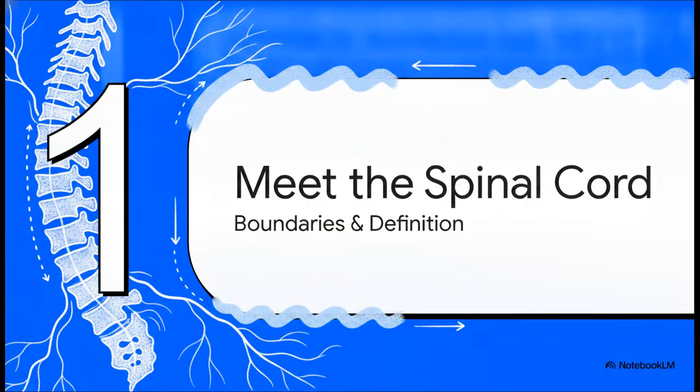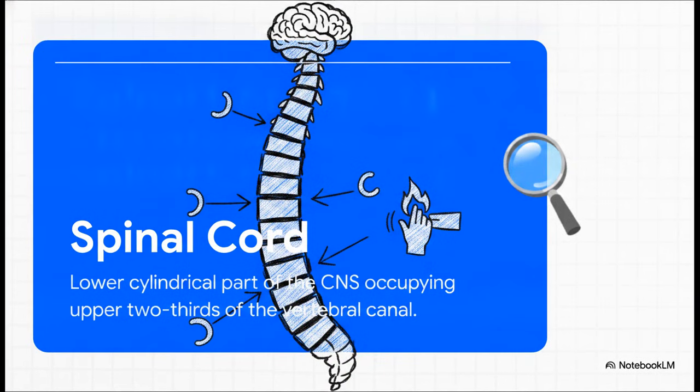Okay, Section 1, Meet the spinal cord. Let's go ahead and set our geographical boundaries. The spinal cord is essentially a long, slightly flattened cylinder making up the lower part of your central nervous system. It starts exactly where your brainstem ends, specifically at the medulla oblongata, right there at the base of your skull. But catch this. It doesn't go all the way down. It actually only occupies the upper 2/3 of your vertebral canal.